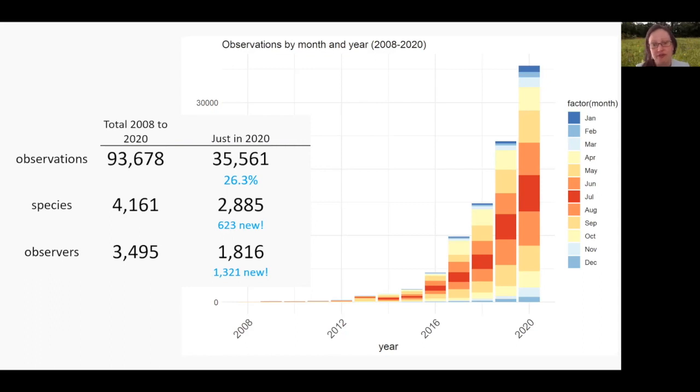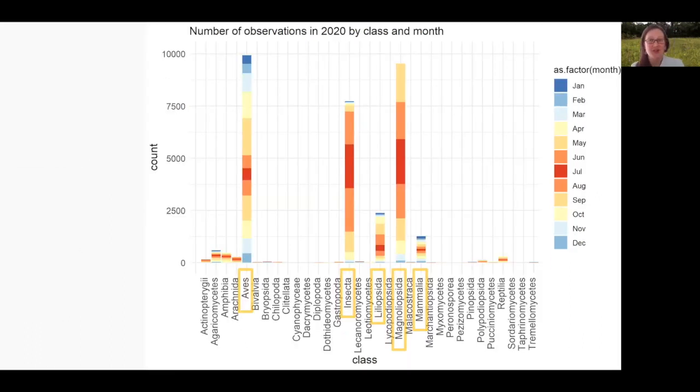In total, we have 4,161 species, and 623 of those were new last year. We have just under 3,500 observers, and nearly half of those were new last year. So this is great and is a lot of useful information that we can continue to learn more about biodiversity. So as I said, we can learn about nature at all times of the year.